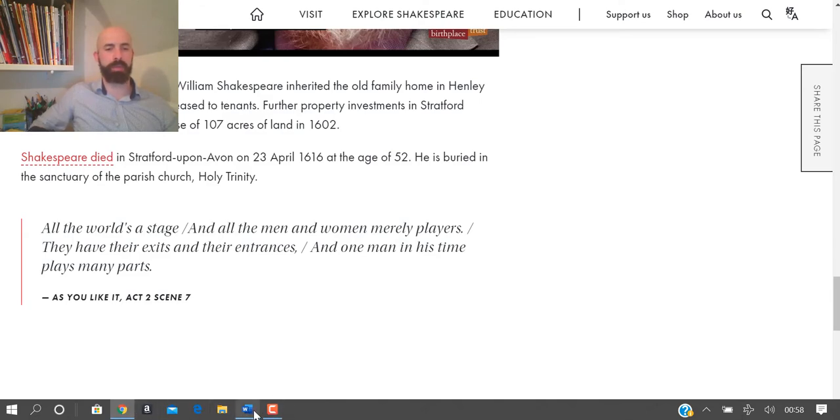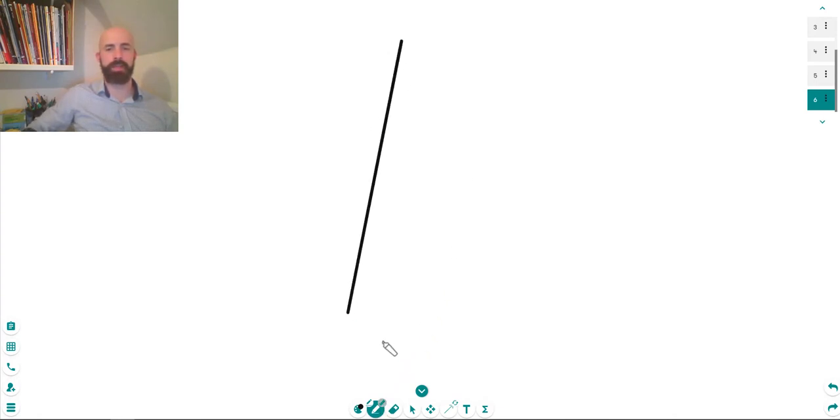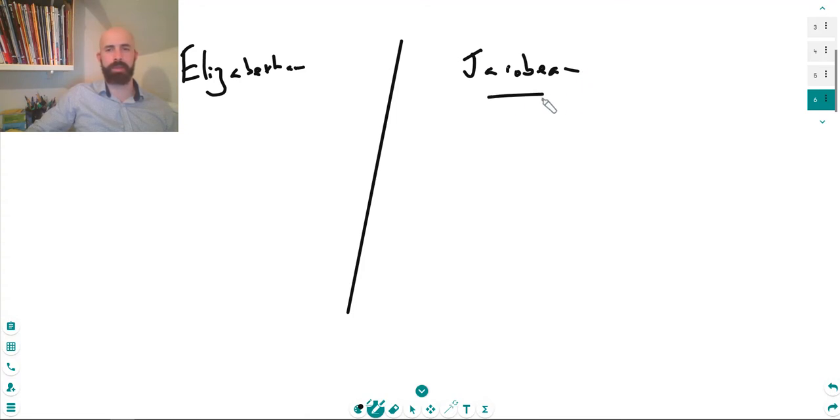So let me see if I can pull up the paper again. Okay, so we touched upon this last time, but generally speaking, it's convenient to divide Shakespeare's life into two periods, really. We have the Elizabethan period, and then the Jacobean period. Queen Elizabeth and King James, and those are the two periods.